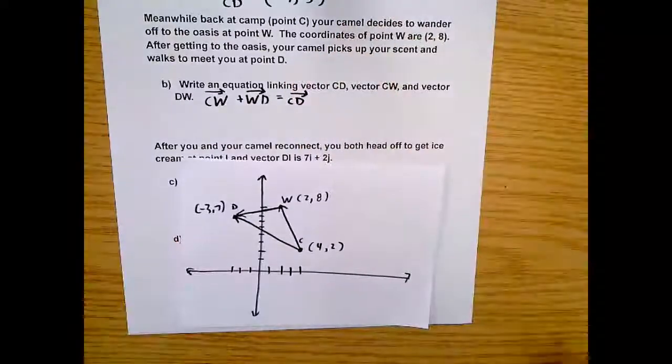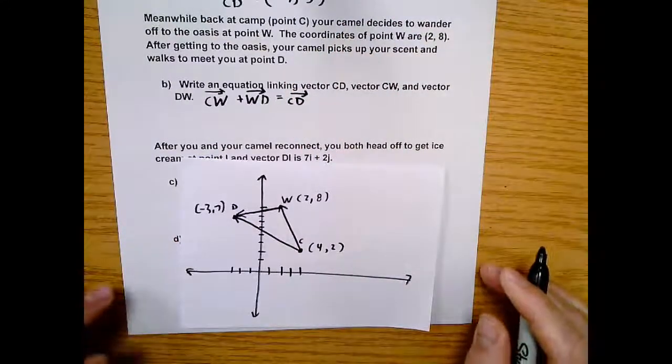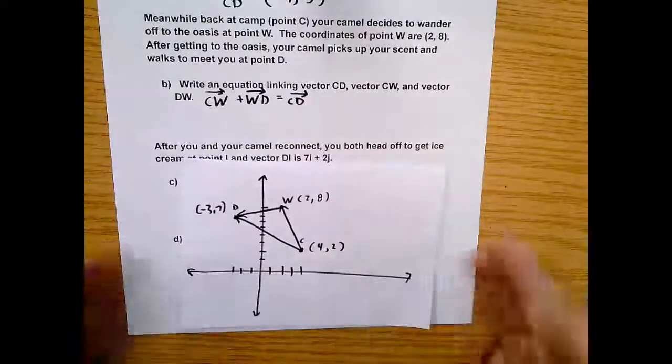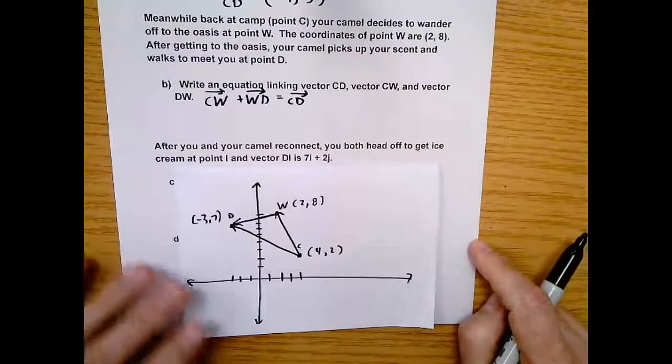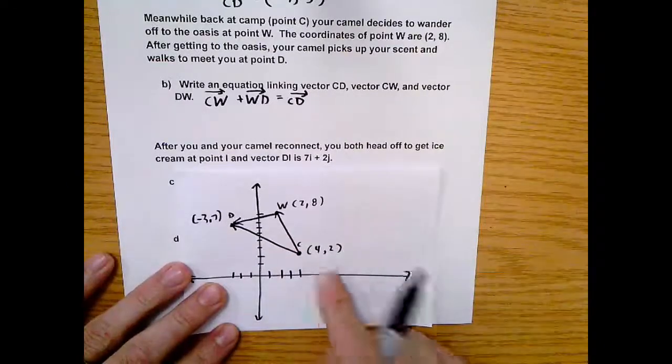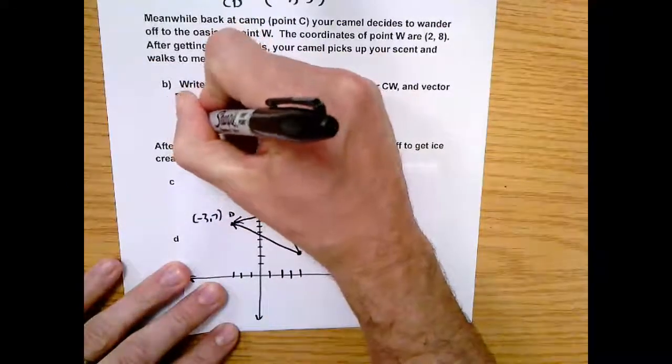CD. And if you don't believe me, we can actually prove this quite easily by just filling in the coordinates and doing vector math like we should be pretty good at. And if you're not, this is a great opportunity to practice this. So if we look at this, vector C is 4, 2. I'm going to just fill this in.